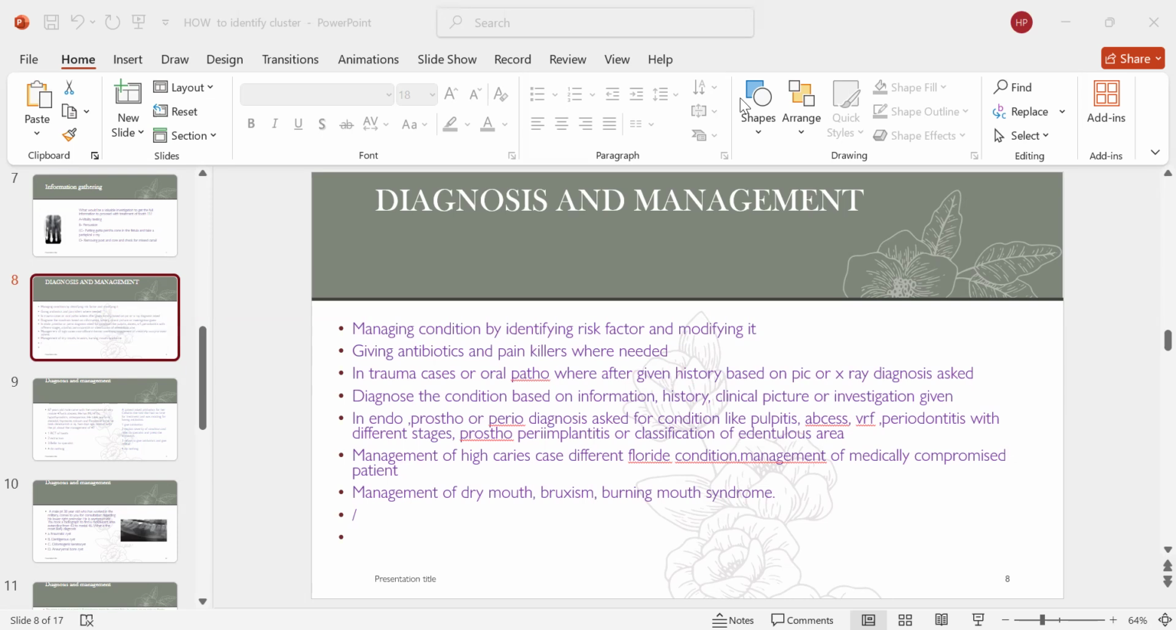Management of the dry mouth. There is burning mouth syndrome, bruxism. You are not going to provide the treatment; you are going to manage this patient. Okay, so the diagnosis part is very clear in everyone's mind. You have to diagnose the condition based on the history, investigation, clinical picture, and X-ray given, and the management part comes into the diagnosis and management cluster.